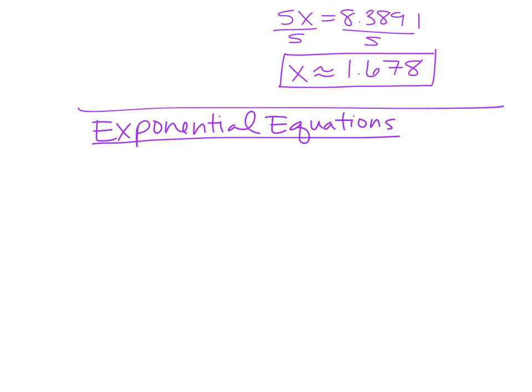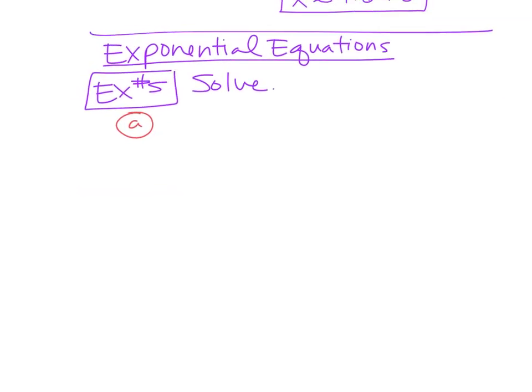So when it's base e, instead of taking the log of both sides like we've been doing, we're going to take the natural log of both sides, right? Example 5, we are going to solve these problems. So if it's e to the x power equals 3, we take the natural log of both sides. So the natural log of e to the x equals the natural log of 3.